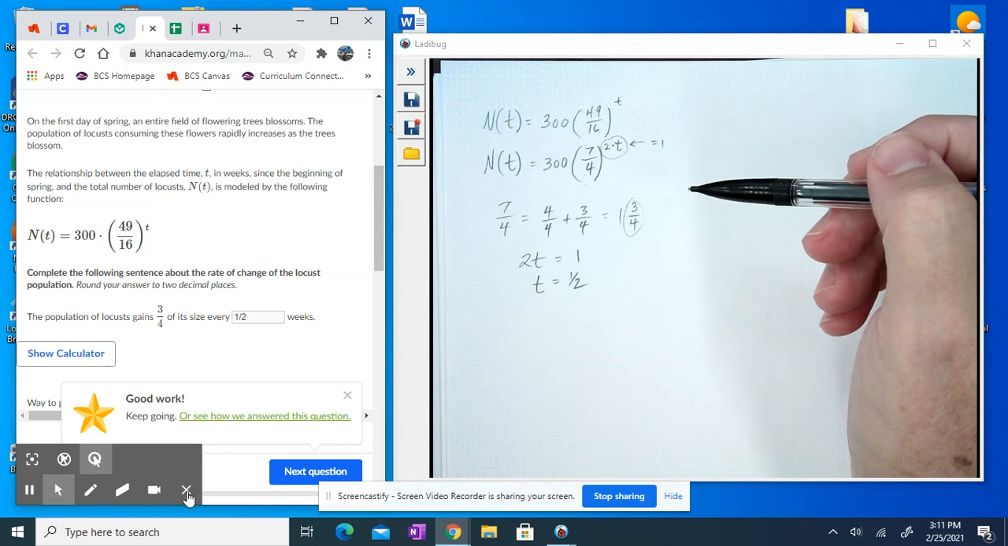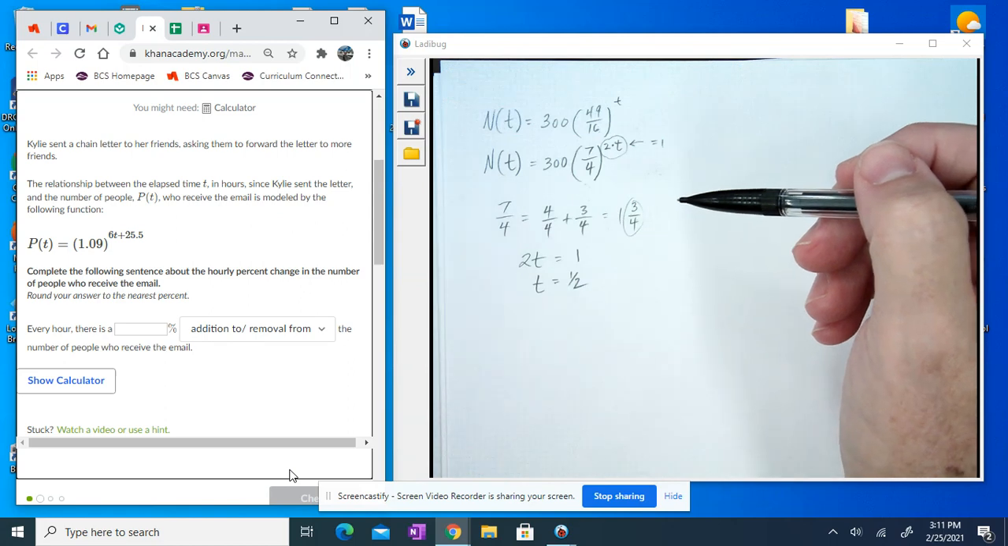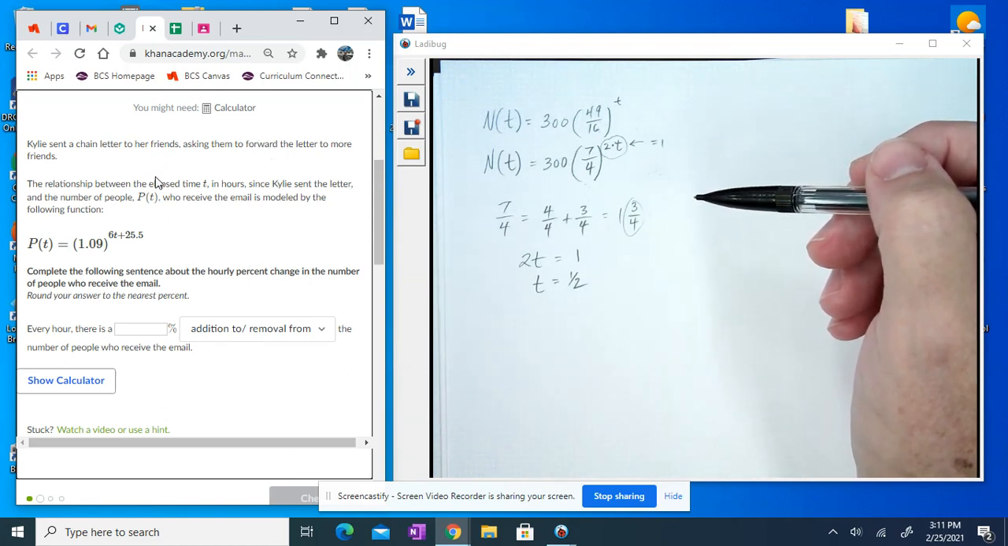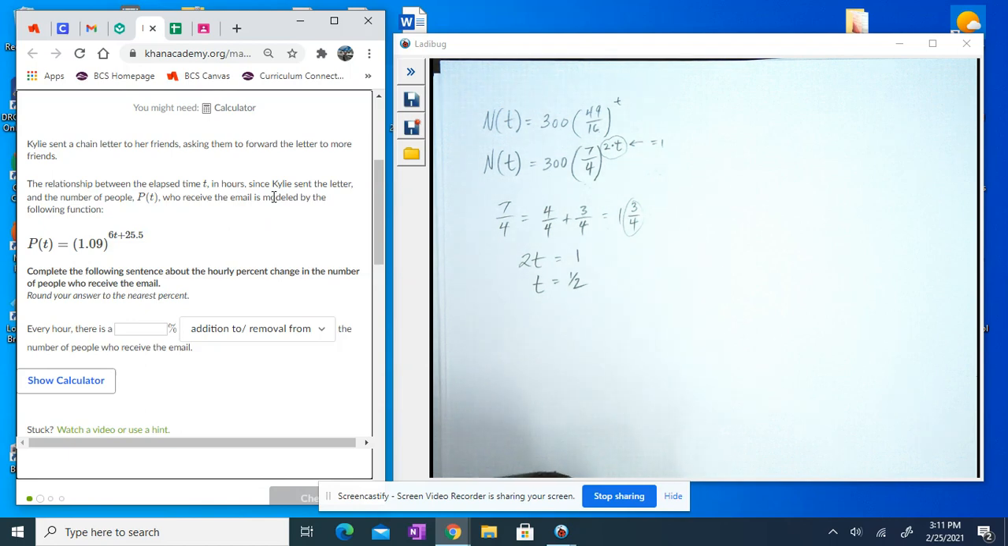All right, let's try another one of these. Kylie sent a chain letter to her friends asking them to forward the letter to more friends. The relationship between the elapsed time t in hours, since Kylie sent the letter, and the number of people P of t who received the email is modeled by this function. Complete the following sentence about the hourly percent change in the number of people who received the email. Round your answer to the nearest percent.